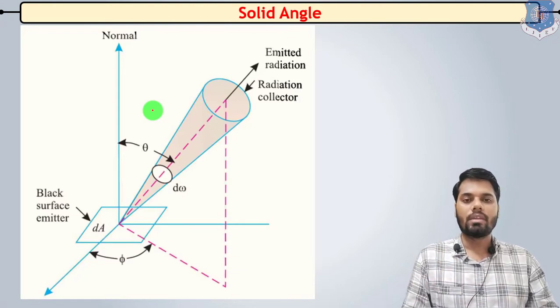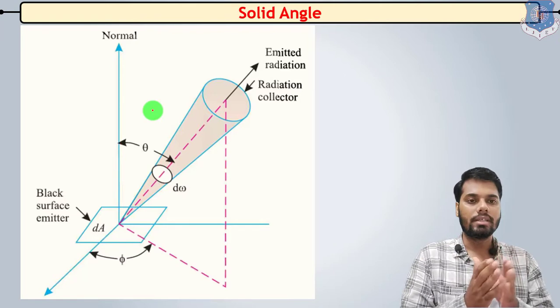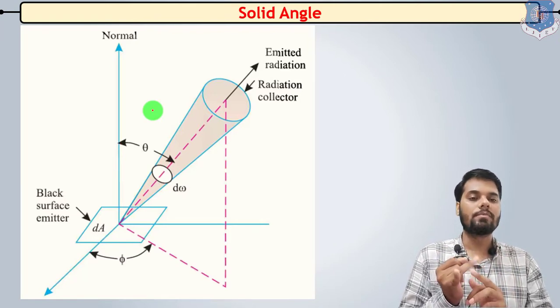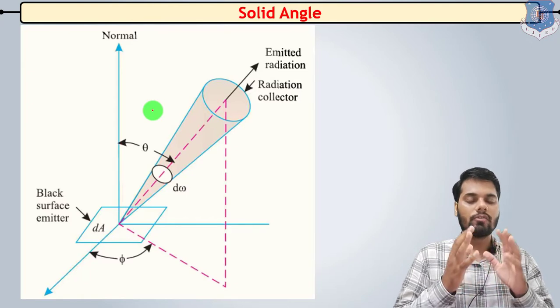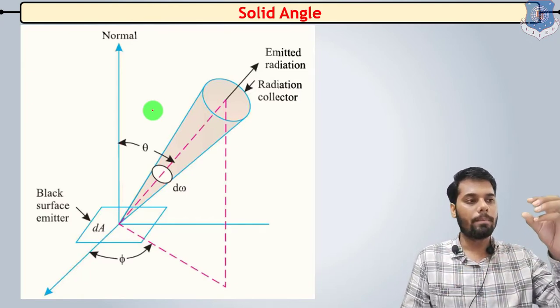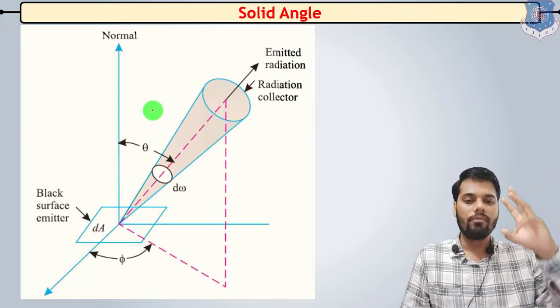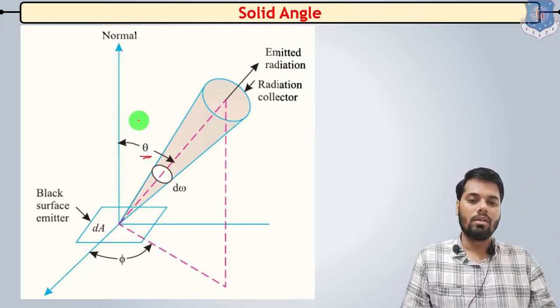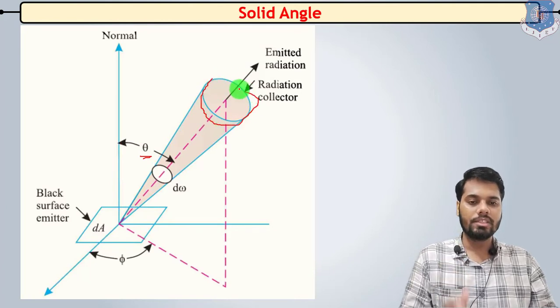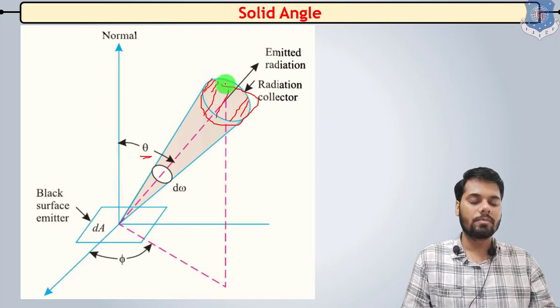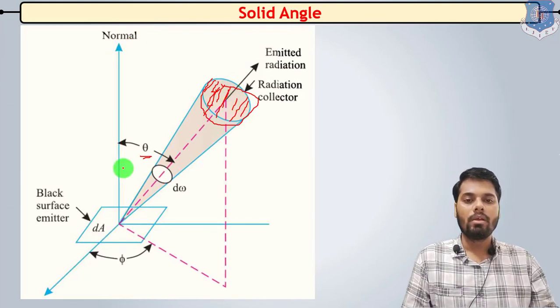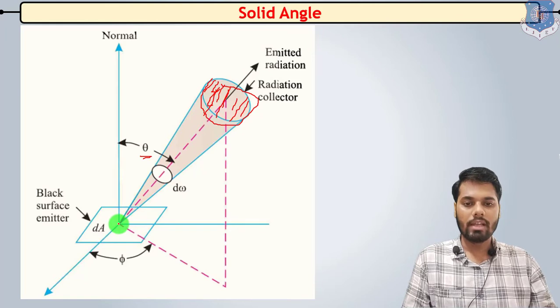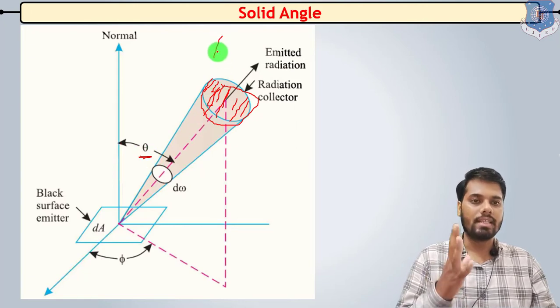In our conduction chapter, we studied three coordinate systems: Cartesian, cylindrical, and spherical coordinates. We know that in spherical coordinates, if we want to locate a particular object, we require two angles. One is the zenith angle, which is the angle made by a particular area on the sphere with the normal axis from the center of the sphere. It is denoted by theta.